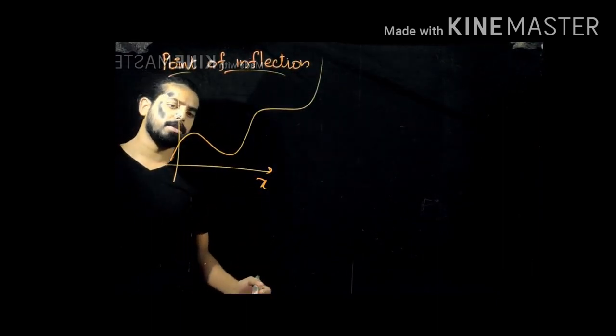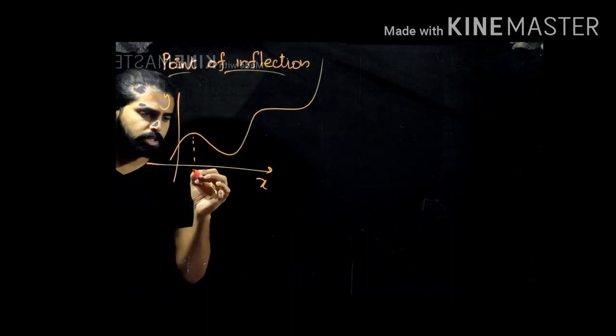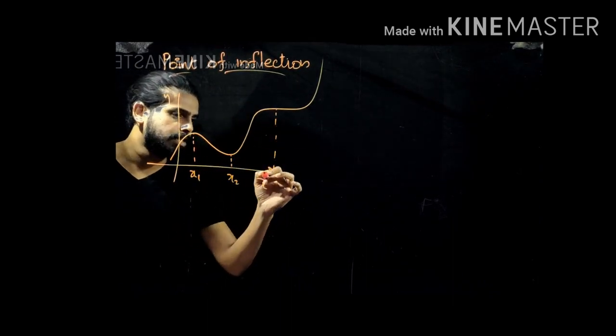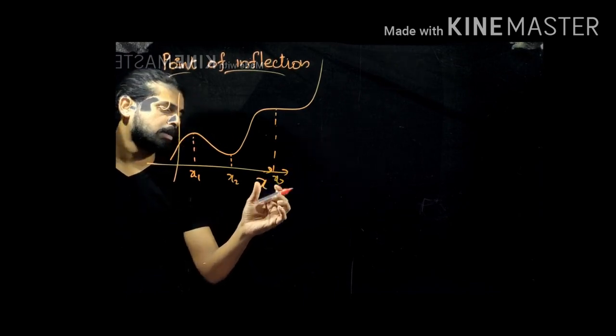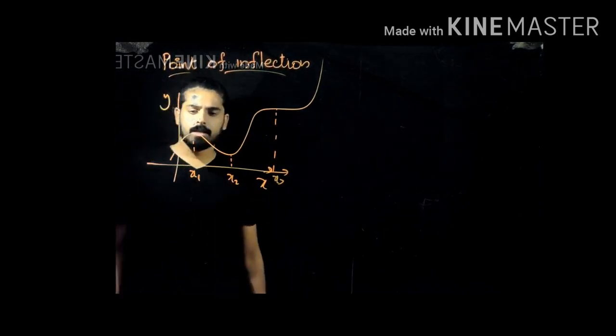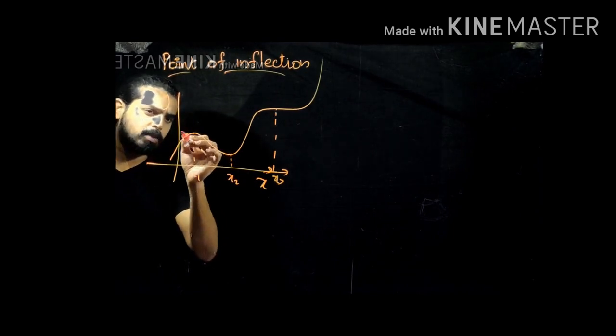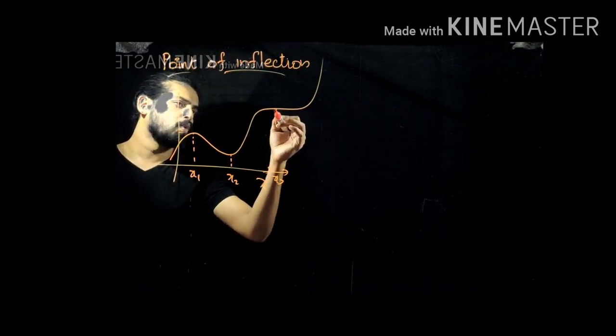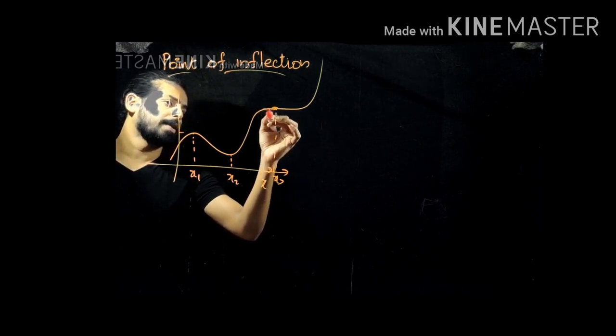This is the graph of the function. This is the point x1, this is x2, and this is x3. You can clearly see that x1 is a point of local maxima, x2 is a point of local minima, and then what is x3? This point.